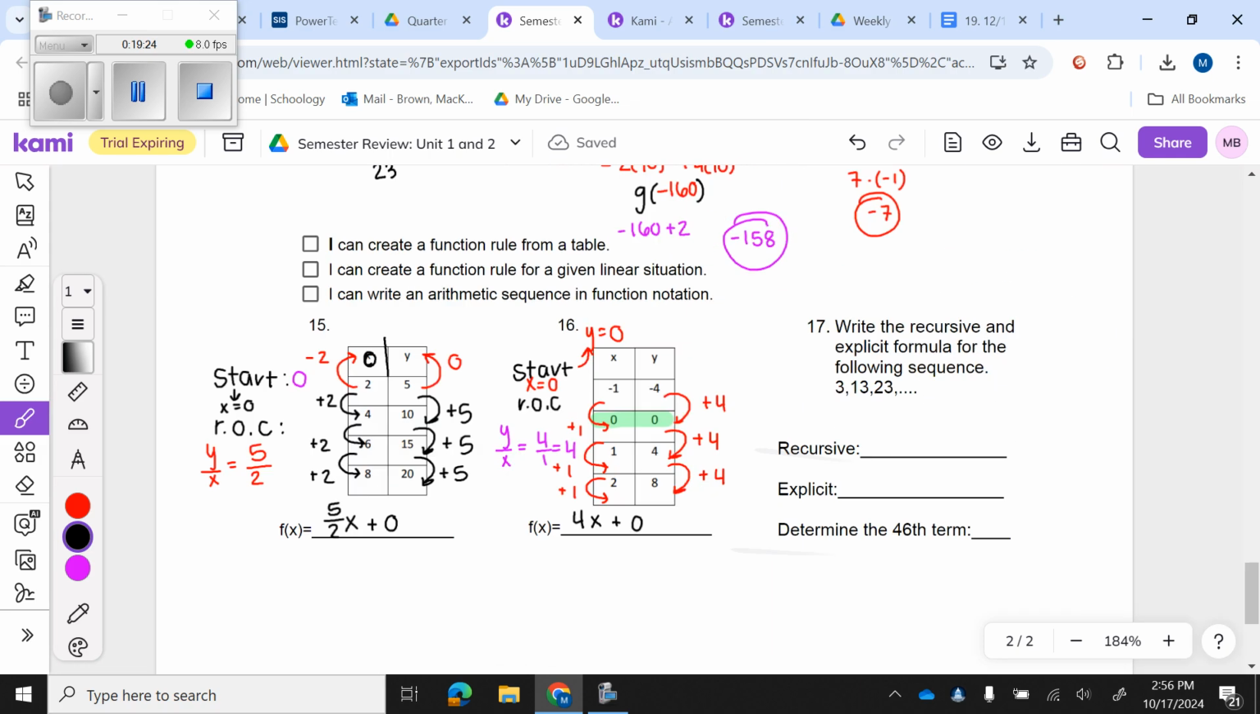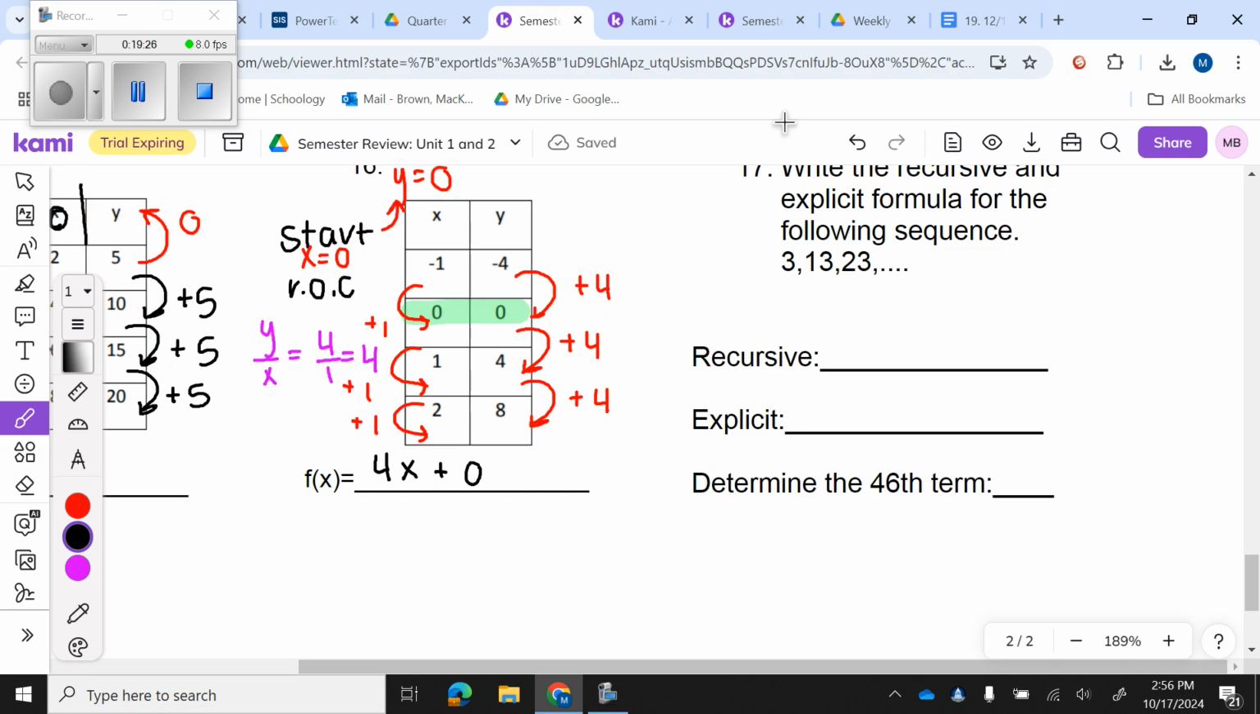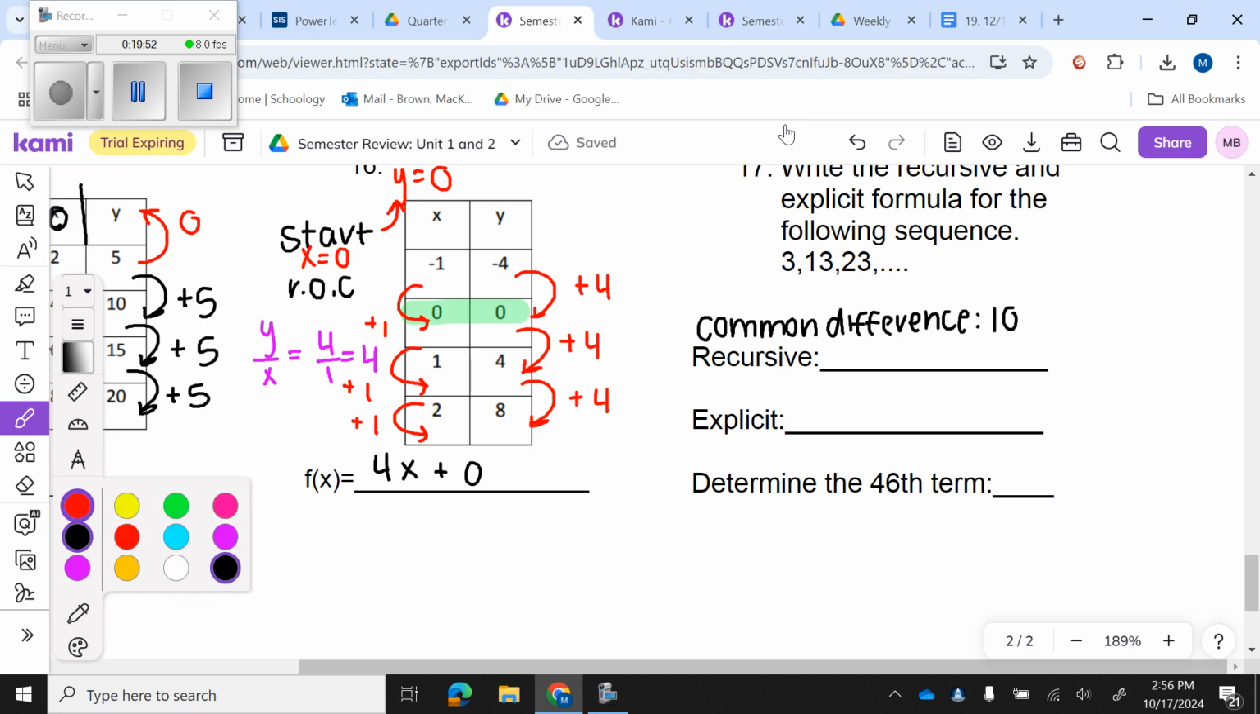All right, last one, number 17, okay? So it gave me a sequence. It wants me to write the recursive formula, the explicit formula, and find the 49th term, okay? The only thing you need for your recursive formula is the common difference. All right, so remember, to find your common difference, you're going to take the number in front and subtract it from the one behind. So when I do 13 minus 3, I get 10. That is my common difference.